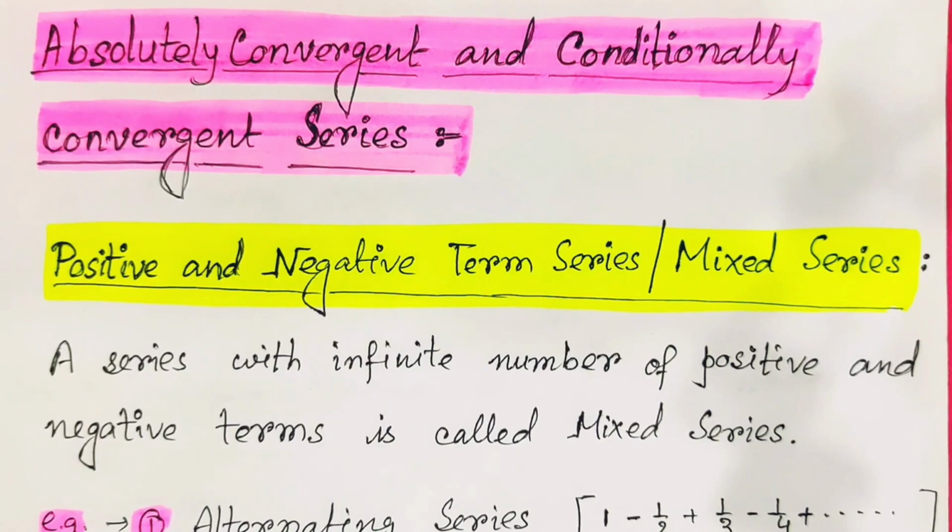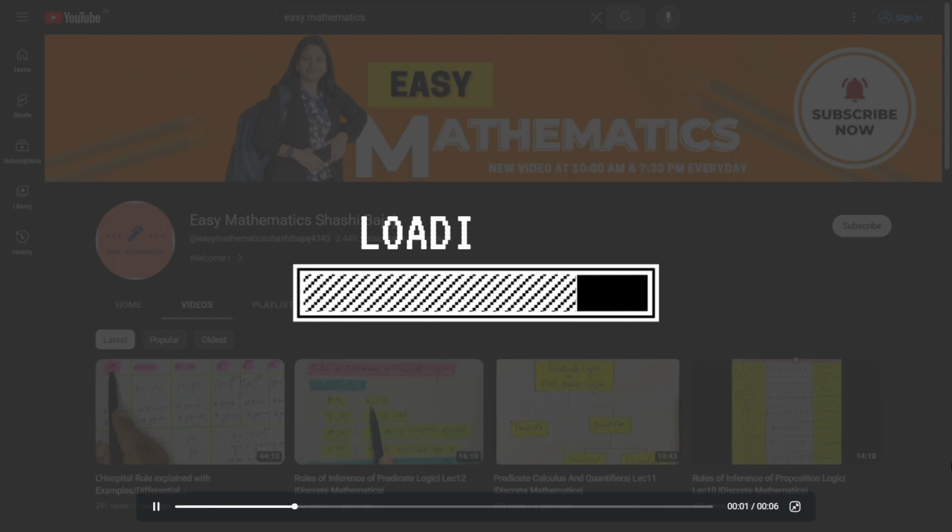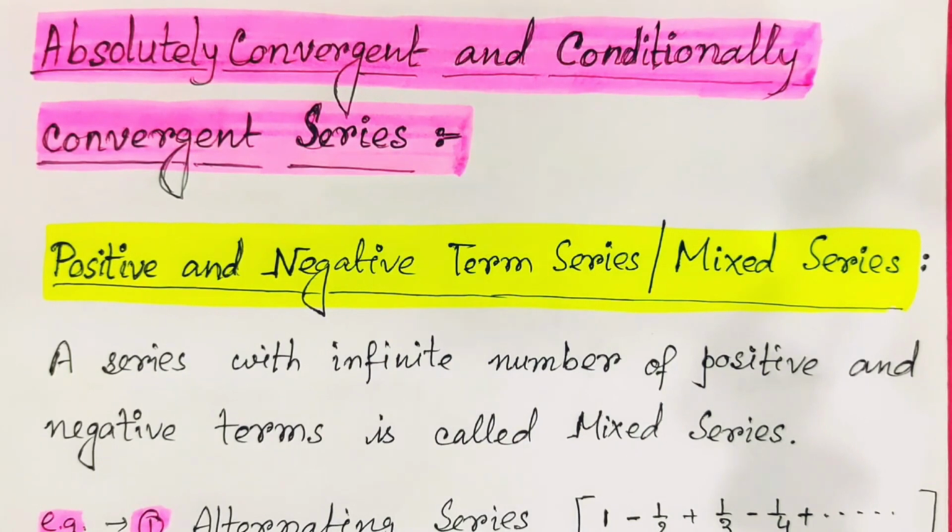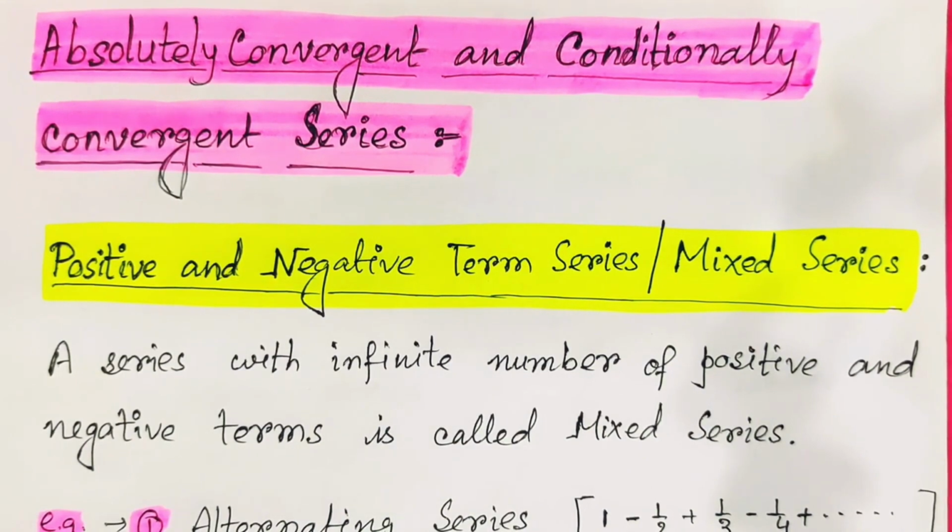In this video, we come to know about absolutely convergent and conditionally convergent series. But before starting absolute convergence and conditional convergence, we should know what is the mixed series, or positive and negative term series. For the mixed series, I hope you can get the idea that it is a mixture of positive and negative terms. If in a series there are an infinite number of positive as well as an infinite number of negative terms, then the series is called a mixed series.